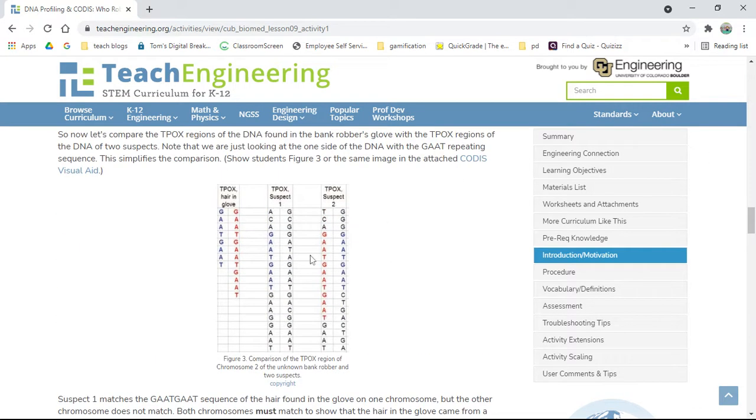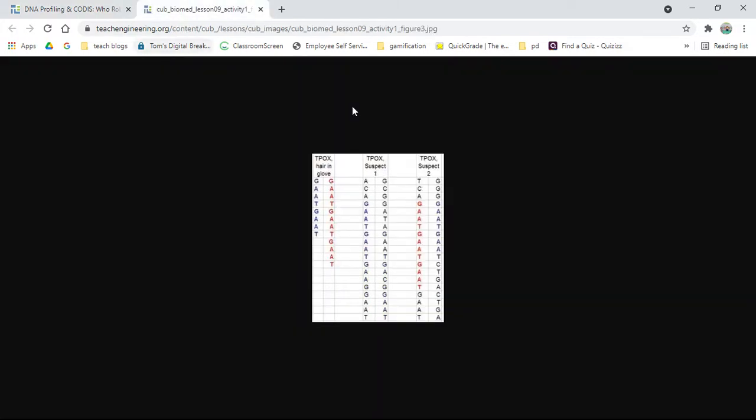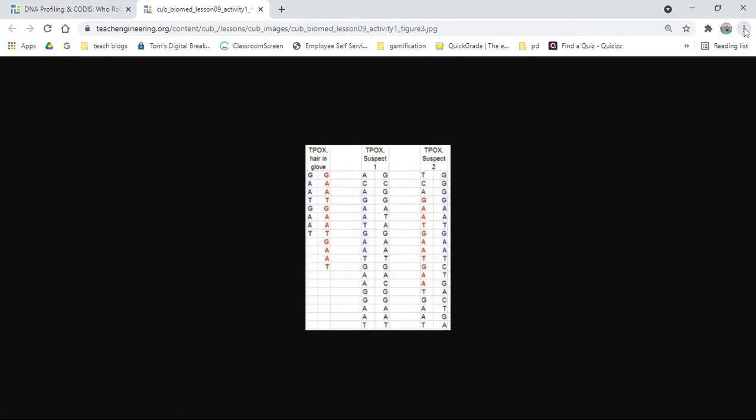Then the next section, let me see if I can make this bigger. No. Okay. Anyway, that's a little easier to see though. We'll see if we can make it a little bit bigger. Oh, there we go.